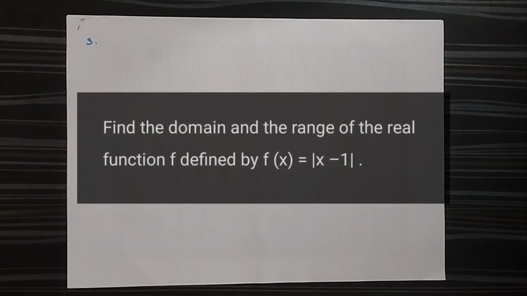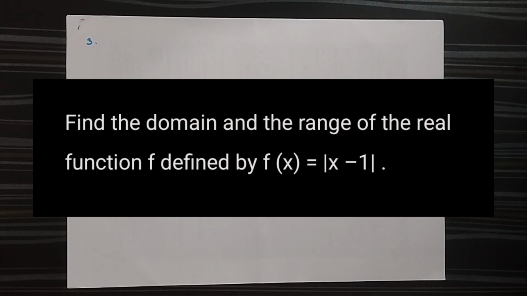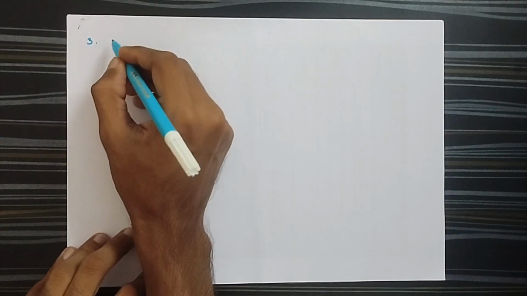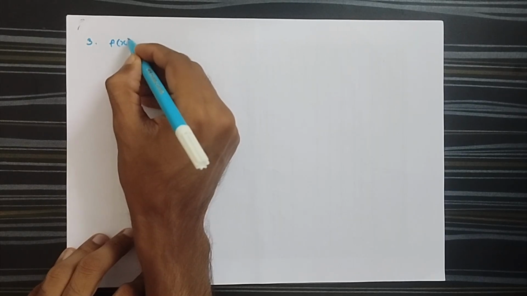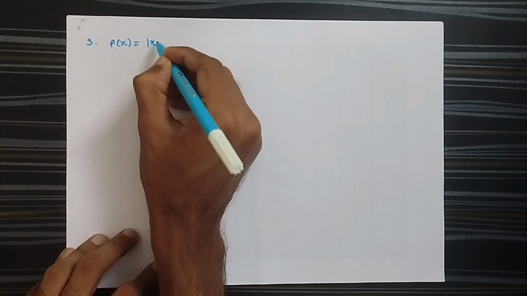Third question. Find the domain and the range of the real function f defined by f of x is equal to mod x minus 1. Okay, so now we have the modulus operator, mod x minus 1.